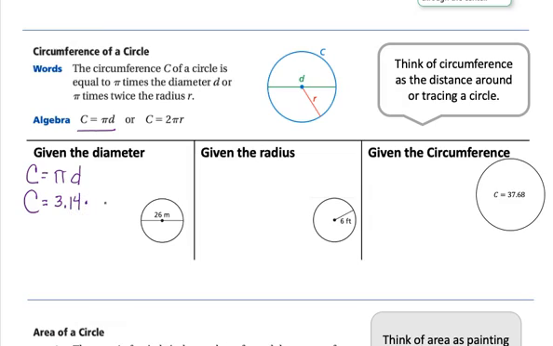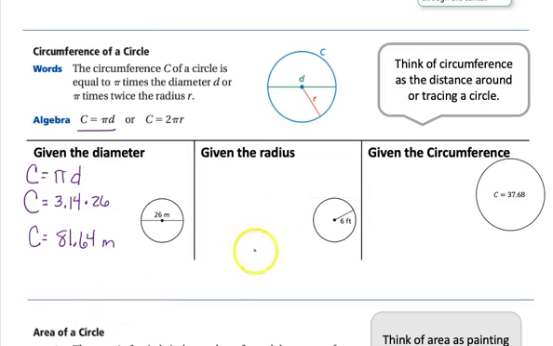times d. Now d is the diameter, and if you see here that 26 goes all the way across, so I would take 3.14 times 26, and I would absolutely type that in my calculator. 3.14 times 26 equals, it says that my circumference is equal to 81.64, and that is in meters according to my circle. So given the diameter, we just plug in 3.14 for pi, and then for the diameter, well, it gave us the diameter, so we just put that in for d and we multiply.